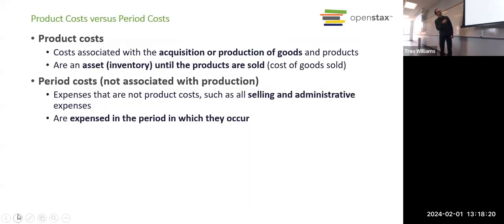So we also talked about the difference between product and period costs. Product costs obviously have to do with production, right? Anything involved with making a product, even if it's indirect labor or indirect materials, that's still part of the production process. Okay, so anything related to a factory would fall into product costs.